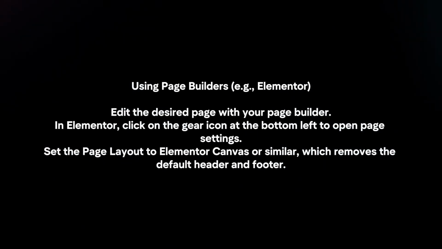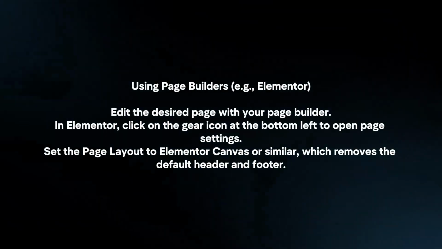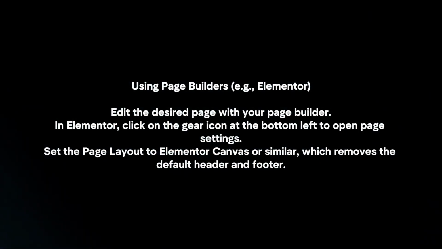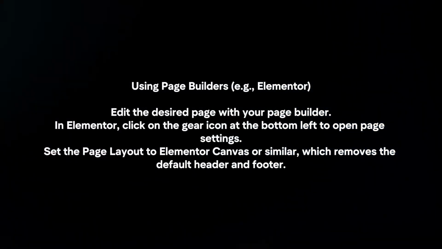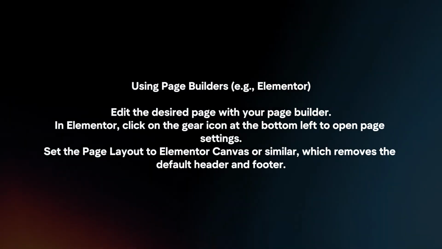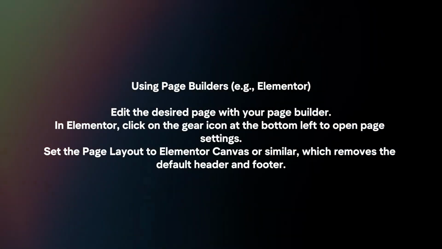Using page builders, edit the desired page with your page builder. In Elementor, click on the gear icon at the bottom left to open page settings. Set the page layout to Elementor Canvas or similar, which removes the default header and footer.